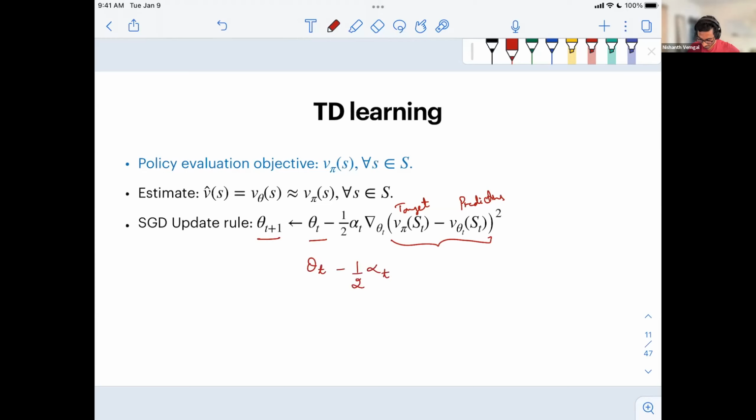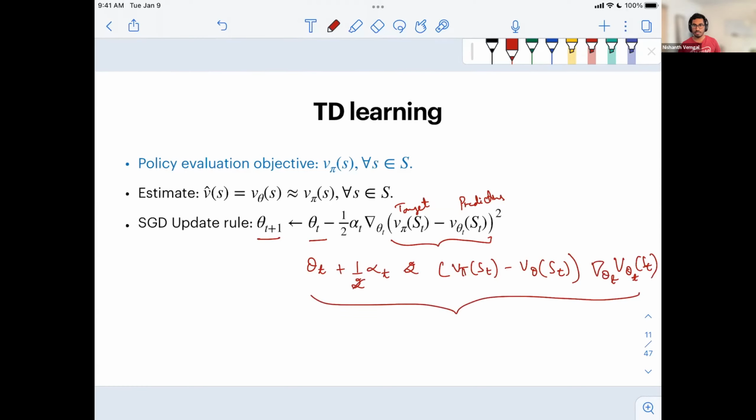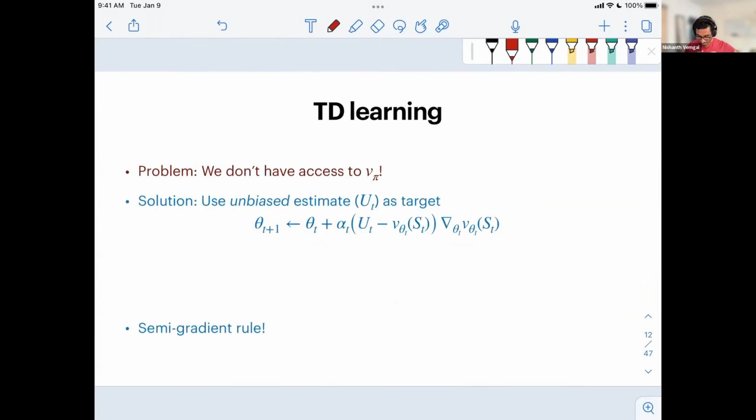I'm just taking the gradient of this mean squared error, and what we would get is this. This is the update rule that we typically use in RL. We have v pi that we want to get to, and we have our estimates. We want to get close to v pi, and we take the gradient. This theta can be a neural network, or a deep neural network, for all we care.